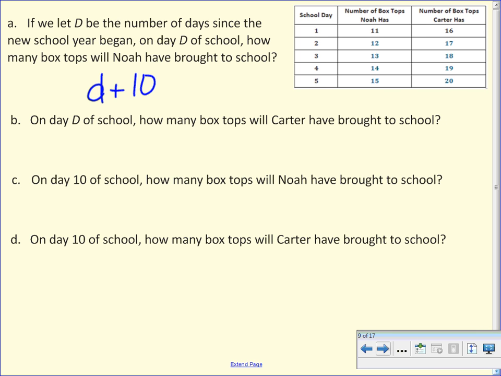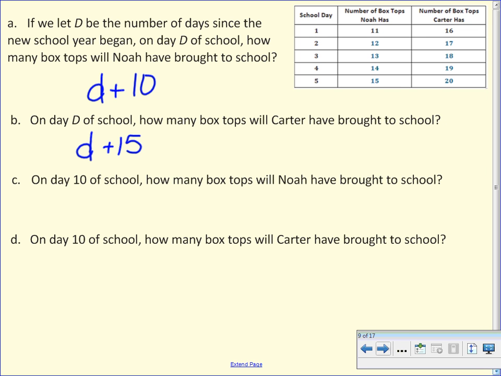10 from his grandmother. So Noah always will have the same amount as the number of days, plus that initial 10. So on D days of school, how many will Carter have? Well, D, but he has an additional 15 from his aunt.